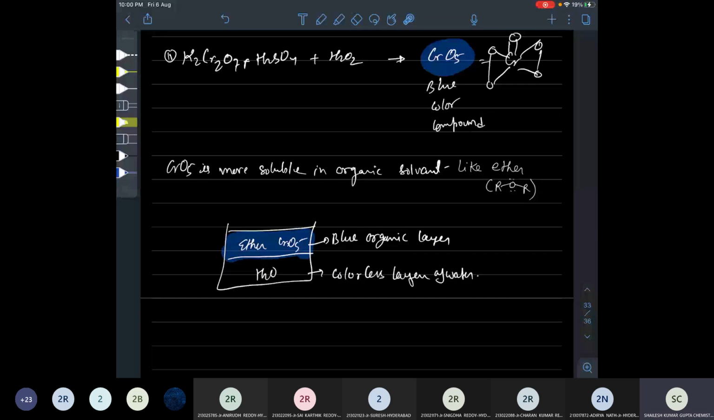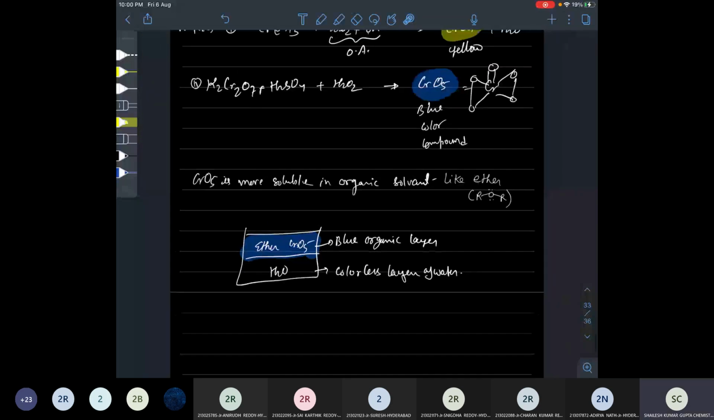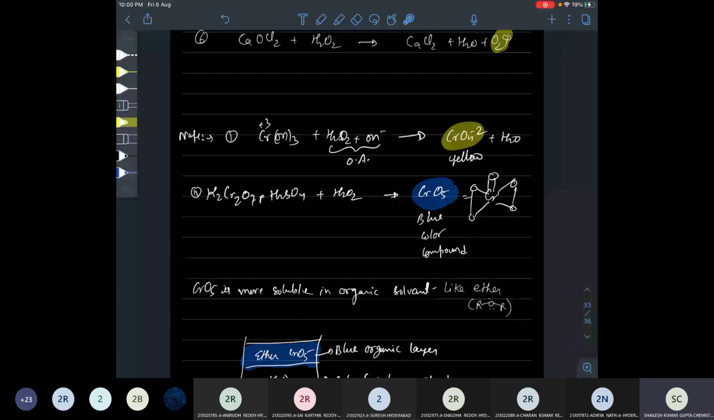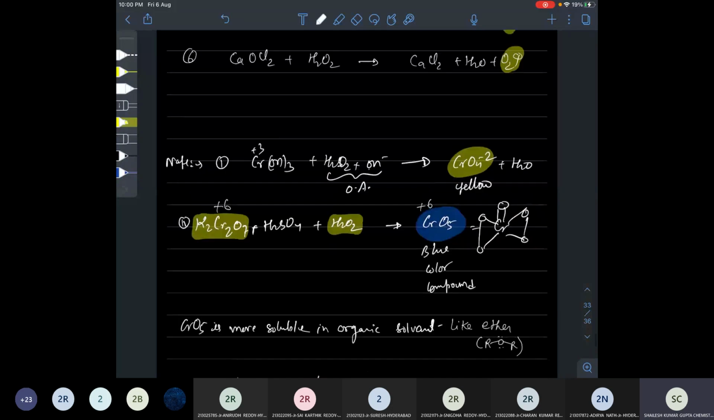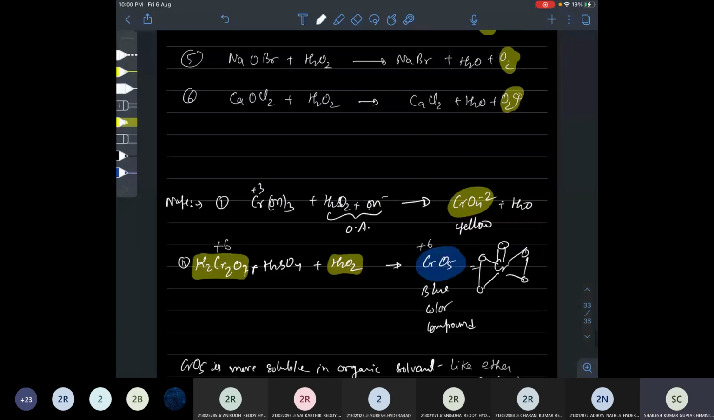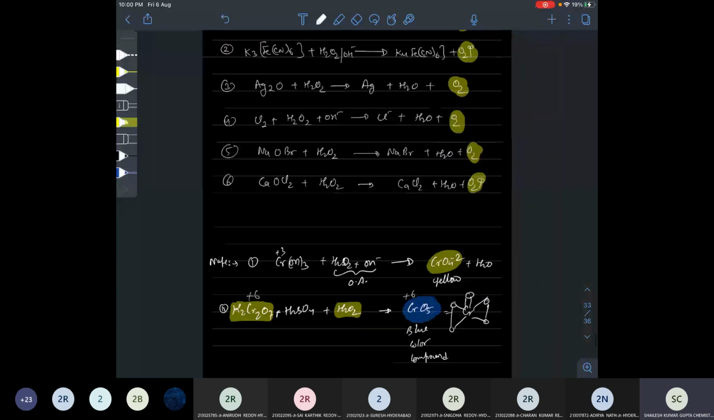And the color of this CrO5 is blue that I have highlighted here. Colorless layer of water and ether is there. So be careful that if K2Cr2O7 is given to you in the presence of H2O2, it is going from +6 to +6 state. You can see there is no oxygen evolved, right? So very special reaction. This one I have already given you, +3 to +6. You can see that.